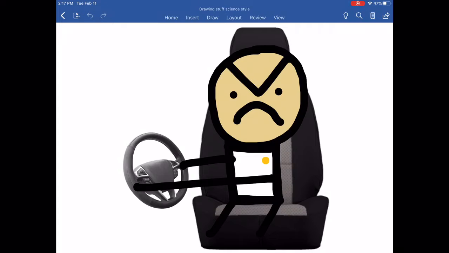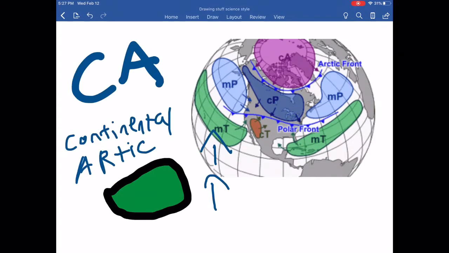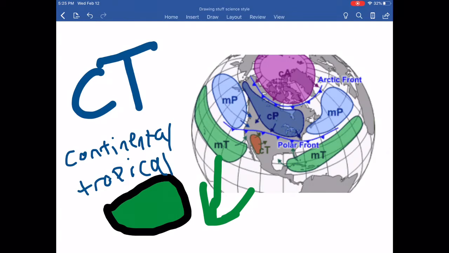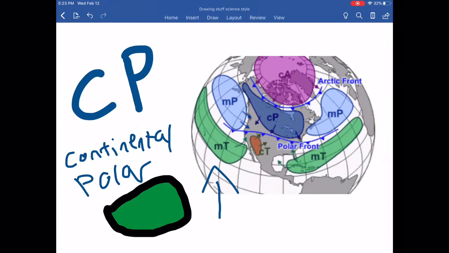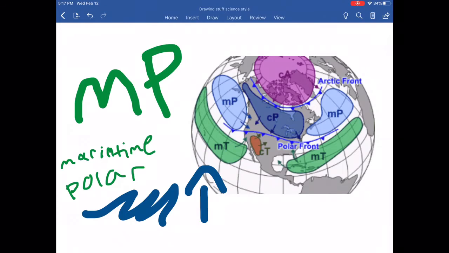It all starts with a little something called this. It's air masses. There's a ton, at least five or six. There is cA, which is continental Arctic, the air mass over the continents up north. There is cT, continental tropical, which is down below, also on a continent. There is continental polar, which is on a continent but up higher. And then there's maritime tropical, which is over the water but down lower, and maritime polar, which is over the water but up higher.